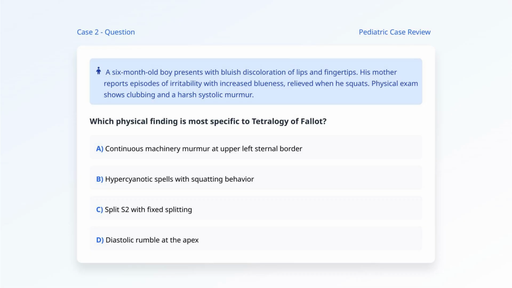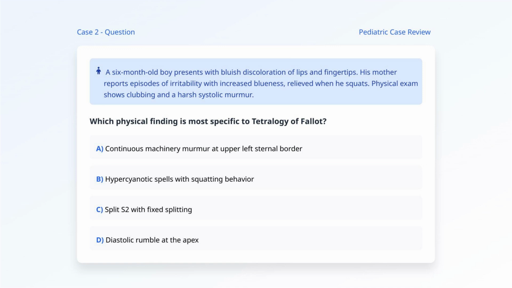Let's consider our second case. A 6-month-old boy presents with bluish discoloration of lips and fingertips. His mother reports episodes of irritability with increased blueness, relieved when he squats. Physical exam shows clubbing and a harsh systolic murmur. Which physical finding is most specific to Tetralogy of Fallot?